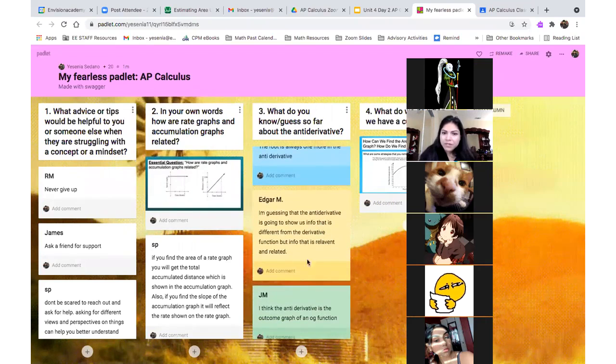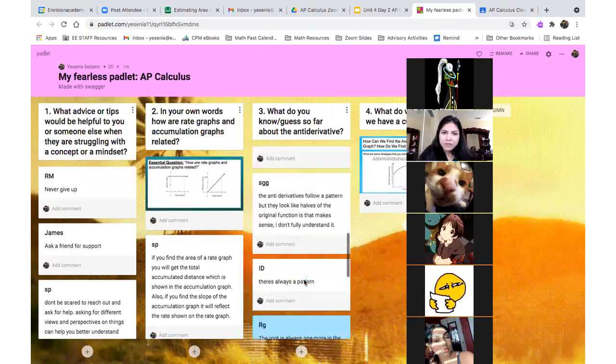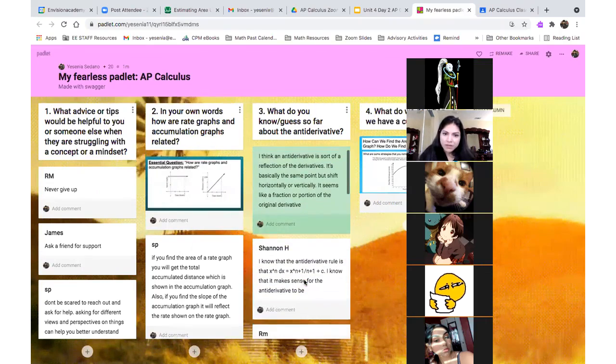Then here was a new idea about what the antiderivative is. It's going to show us info that's different from the derivative, but it's also relevant and related. That's interesting. And then we have another new idea. I think the antiderivative is the outcome graph of an OG function. And I see that reflection of derivative coming up. It did come up. Let me go back up because I saw something new happening right here in Shannon's comment.